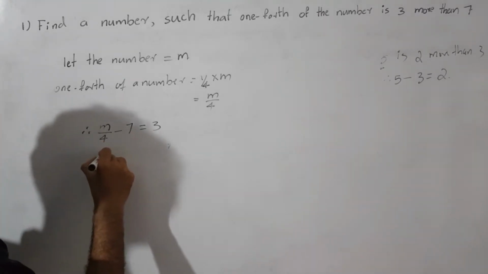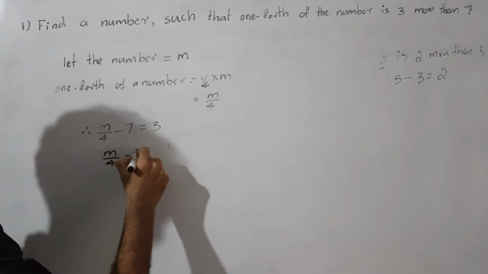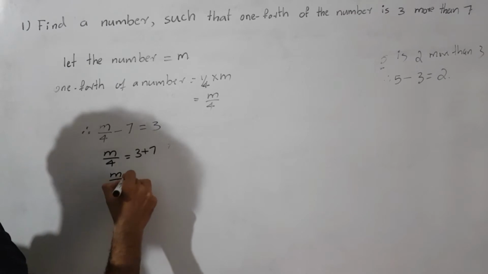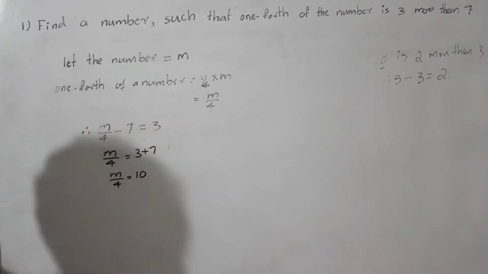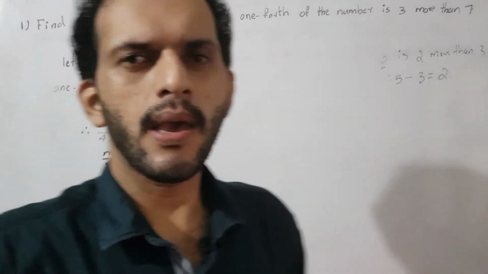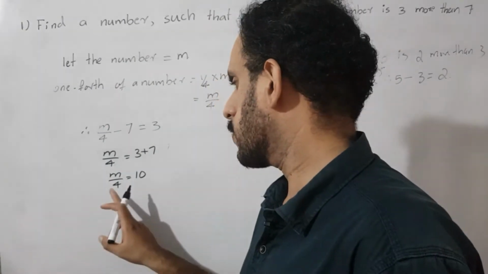Step: m by 4 is equal to, transposing 3 plus 7. That is, m by 4 is equal to 3 plus 7, which is 10. Then next we check: we have a number with the variable m. What is that? It is 4.